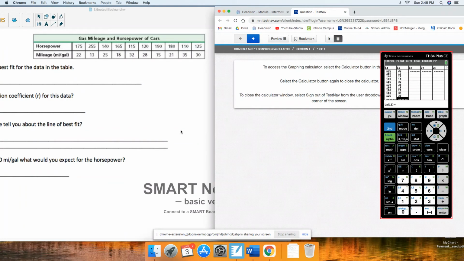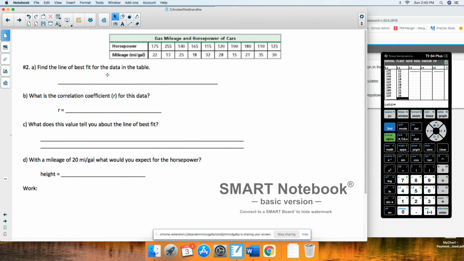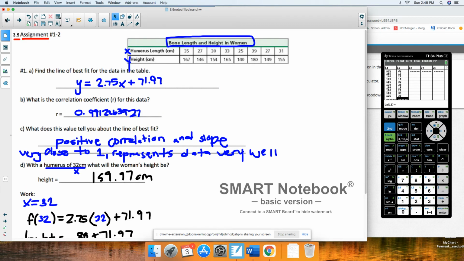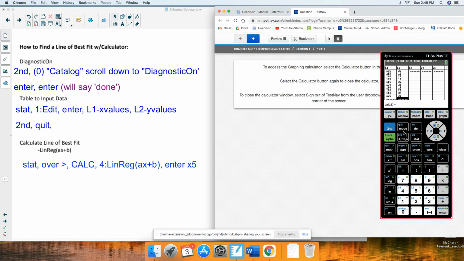Let's see, I just want to double check that I have all the numbers without any missing digits, because that would alter everything. All right, so we're going to find the line of best fit for this data. Again, the way that we do that is by going to stat over to calc. I'll do second quit to come to the home screen, stat over to calc, down to linear regression number 4, and press enter a bunch of times.